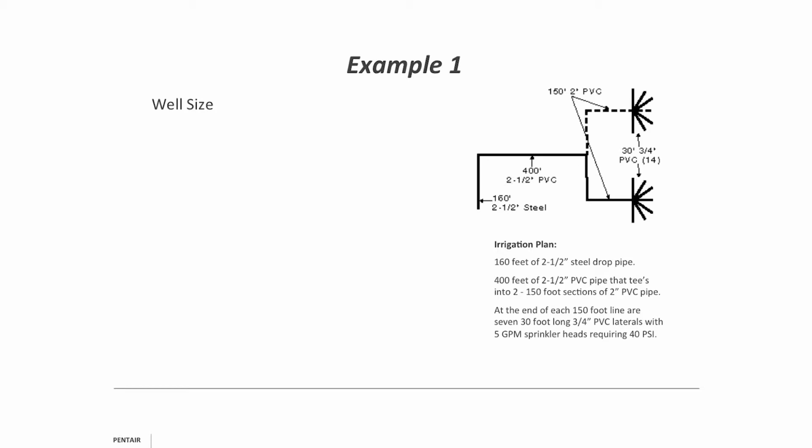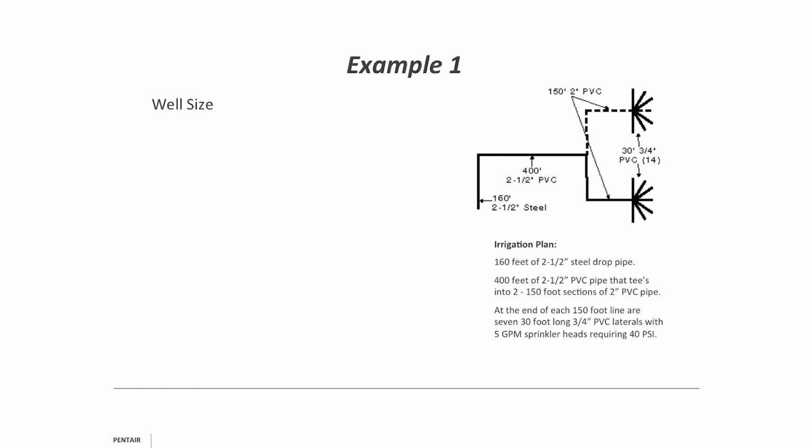Okay, so we haven't put anything hard in the ground yet. The initial plan, from the gentleman we're discussing this with, is to put 160 feet of 2.5-inch steel pipe down to the pump, then 400 feet of 2.5-inch PVC pipe that tees into two 150-foot sections of 2-inch PVC pipe. At the end of that pipe, he has this magical connection that splits 7 ways, so at the end of that 150 feet of 2-inch, there's going to be 30 feet going 7 ways of 3/4-inch PVC laterals that will go 5 gallons per minute and need 40 psi.